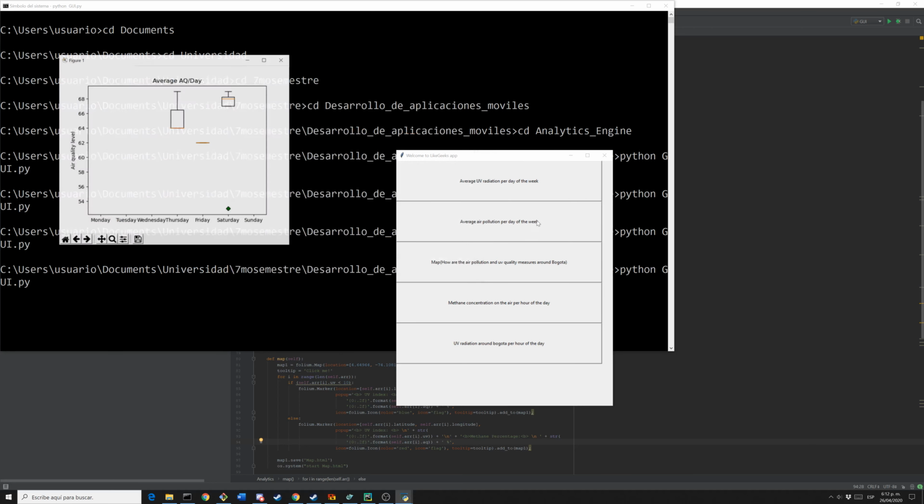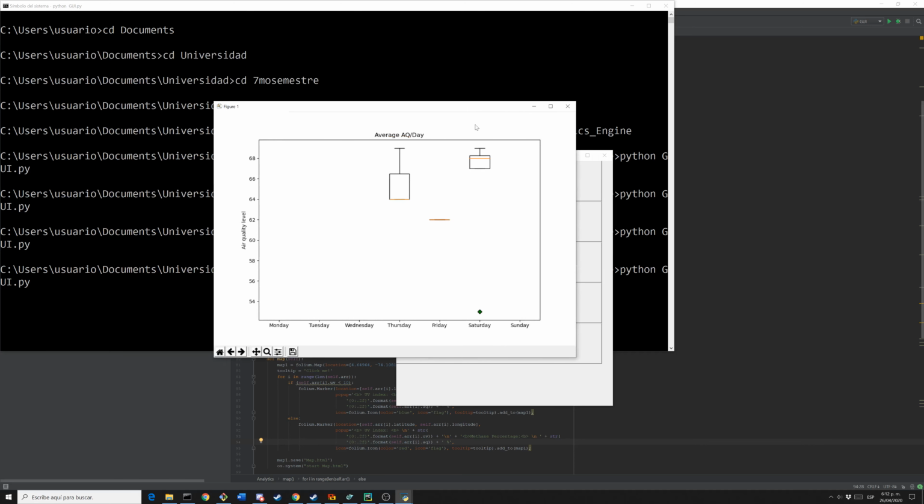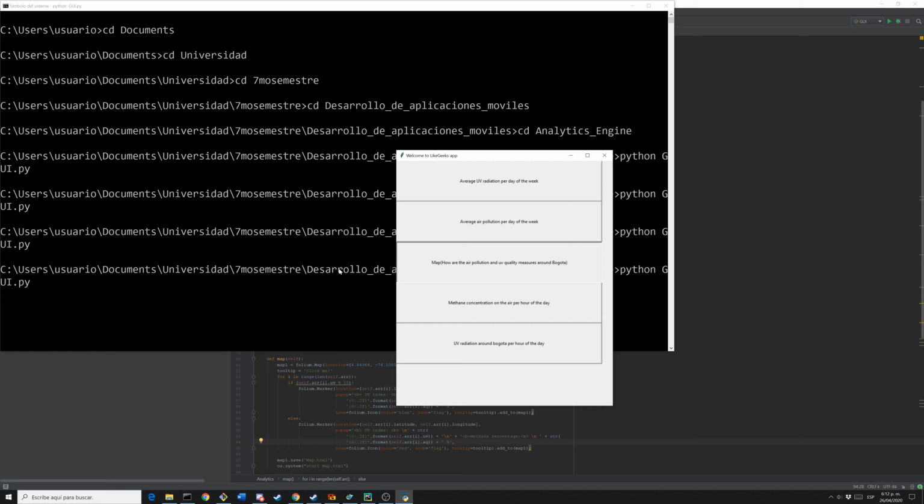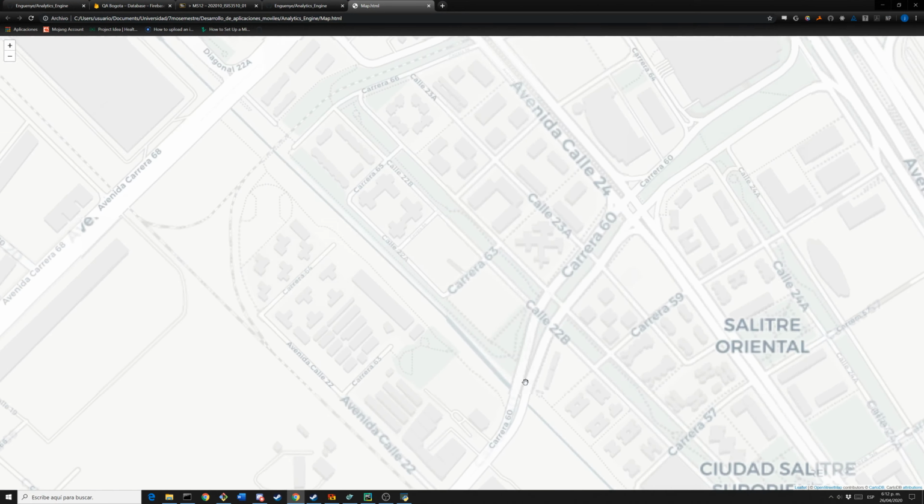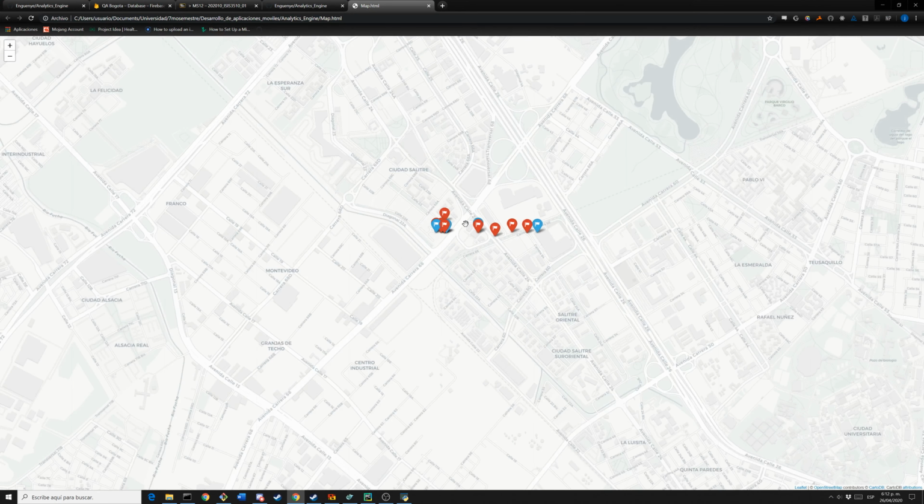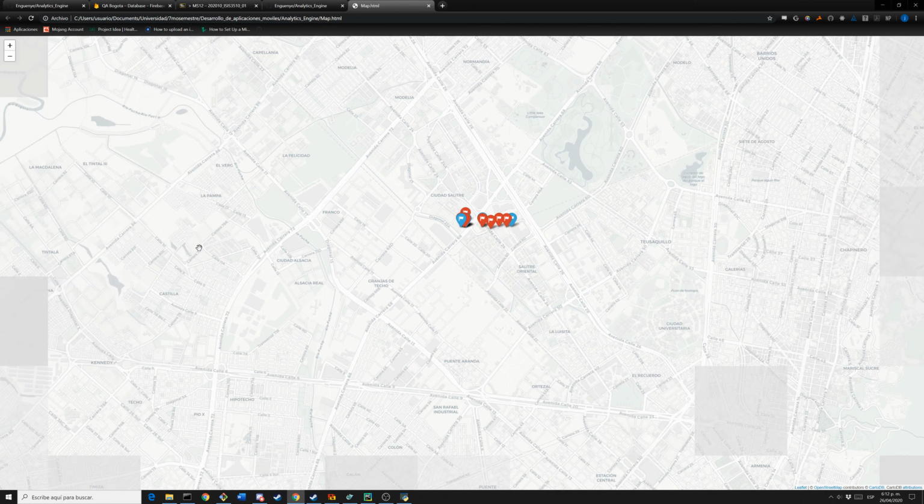Then we have the same for air pollution. This visualization tells us how the air quality was around Bogota on every day of the week. Then we have the map, which gives us a map of Bogota with different points where information was collected, with the air methane percentage, the UV index, and these metrics all around Bogota.